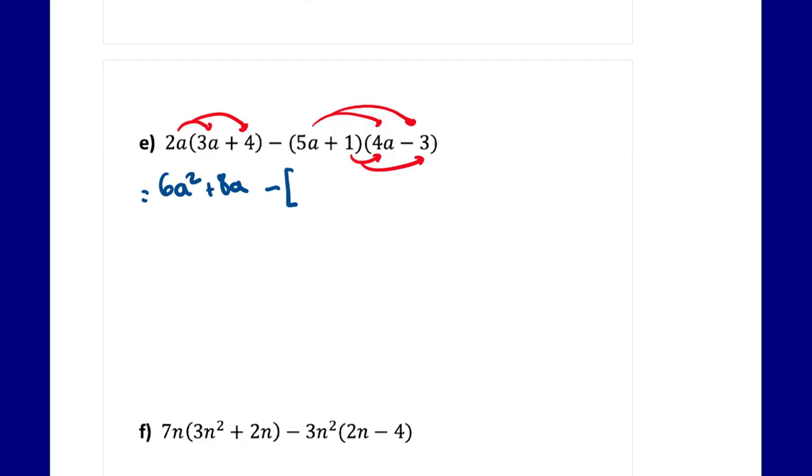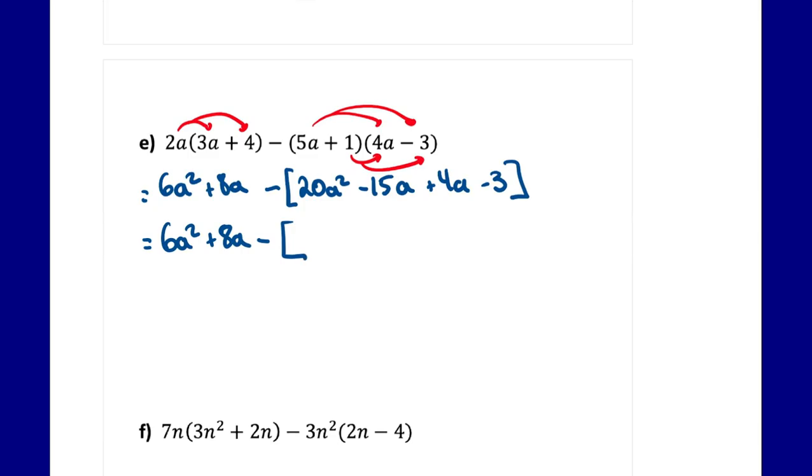So I'm going to do this in a shortcut, just removing that middle step. So 5a times 4a is 20a squared. 5a times negative 3 is negative 15a. 1 times 4a is plus 4a, and 1 times negative 3 is negative 3. I can simplify some terms inside these brackets. So I'm going to go down to my next line. I'm still subtracting everything in that final bracket. I have 20a squared. I can combine the two a terms and get negative 11a minus 3.